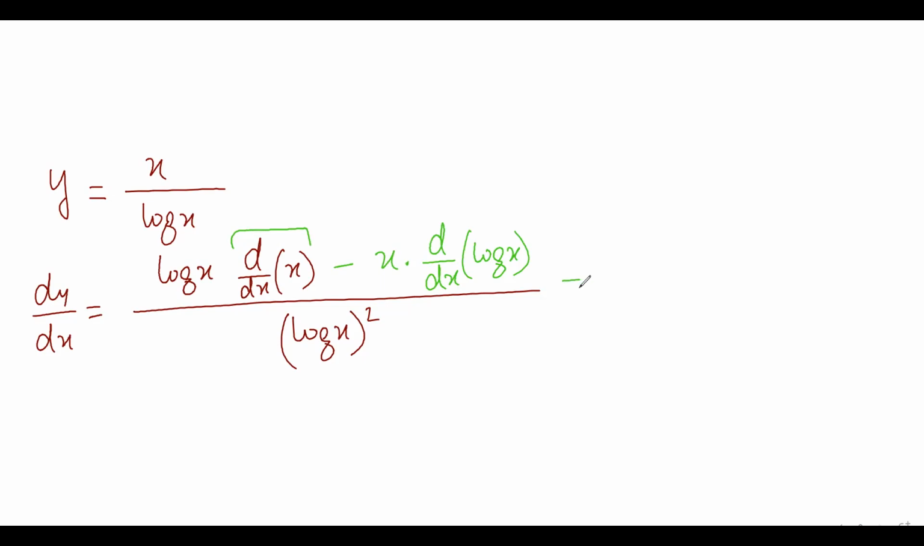And of course, then I'll have to find the differential. Dx is 1, minus x. Log x differential is 1 by x, whole divided by log x whole square. Are we clear till here? Yeah.